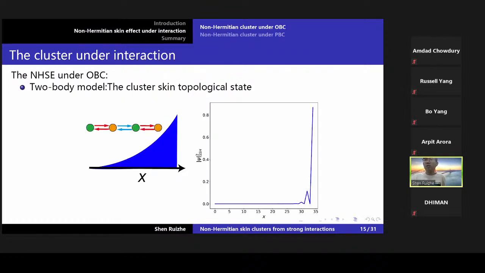And for the 2-particle model, it's just a 1D chain, the SSH model. When it's under OBC and there is asymmetric hopping, we observe skin localization at the physical boundary, but it's a localization of the cluster, not the particle. So we name this localization the non-Hermitian skin cluster.